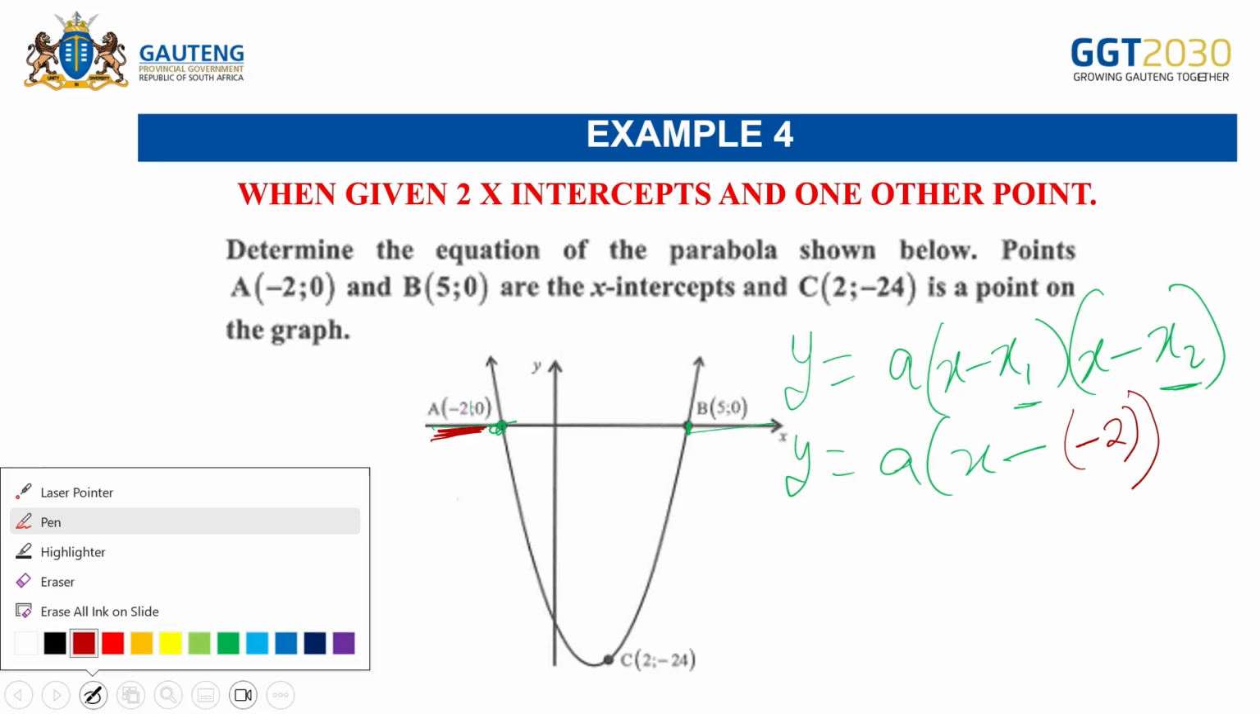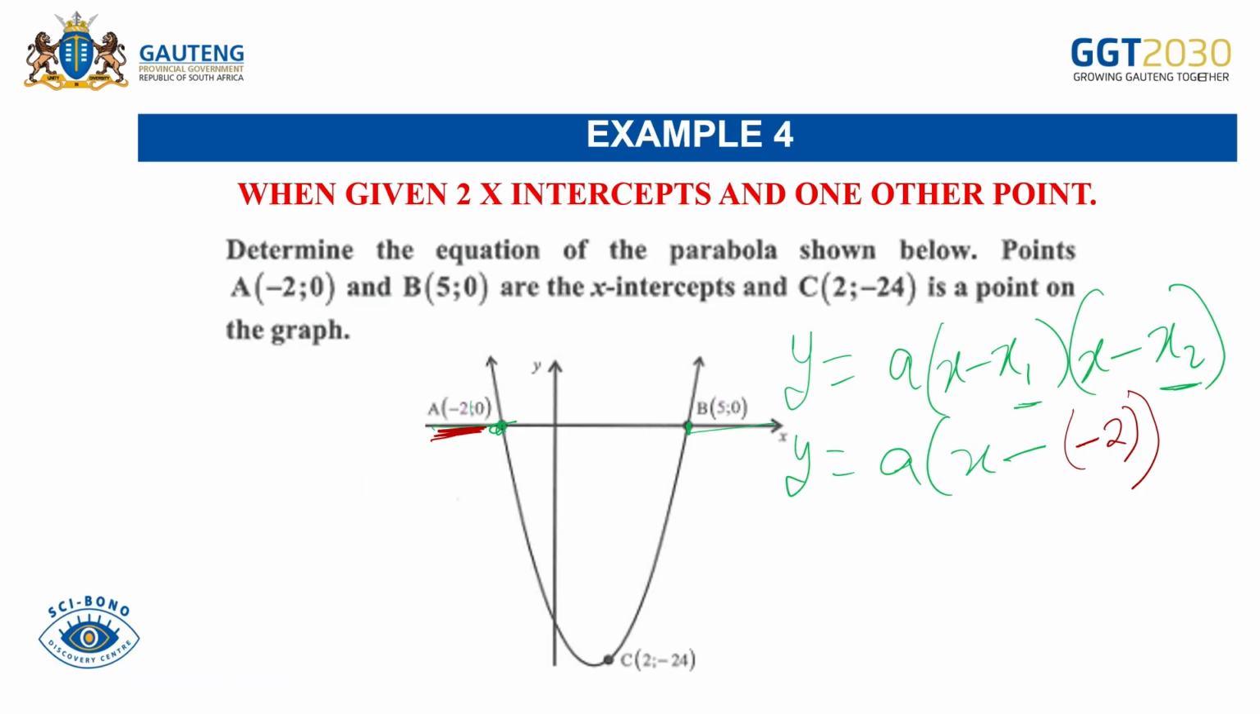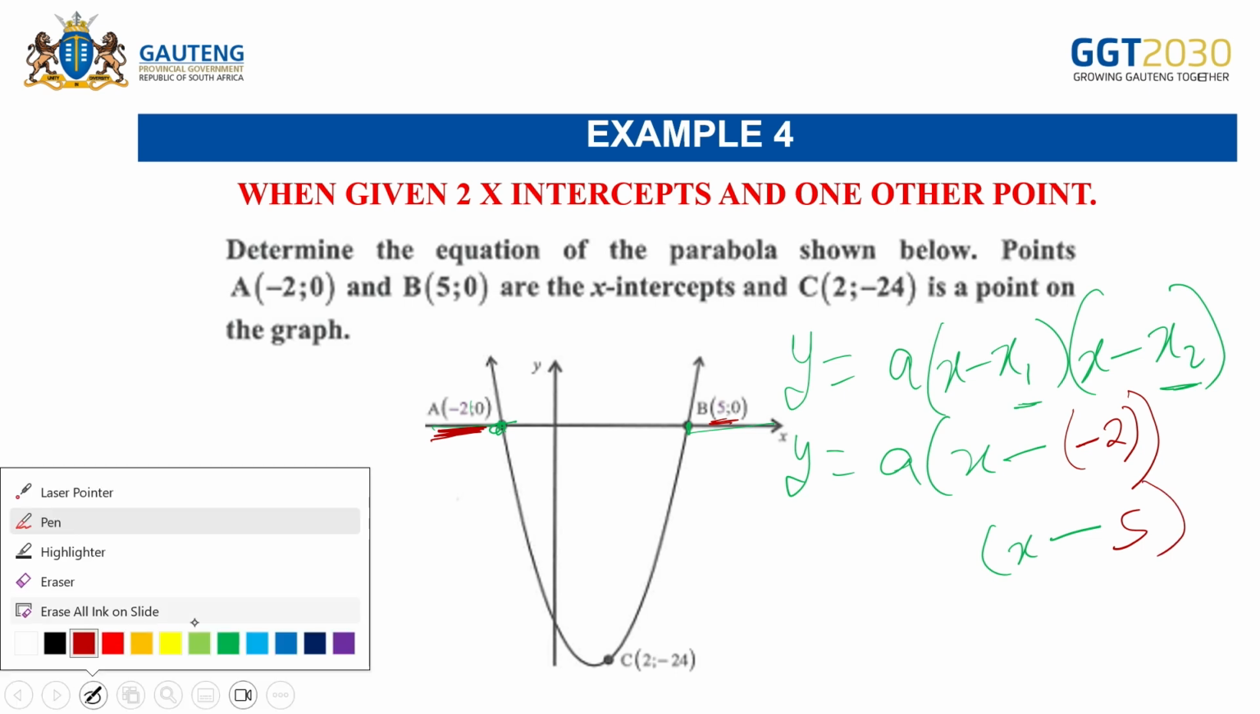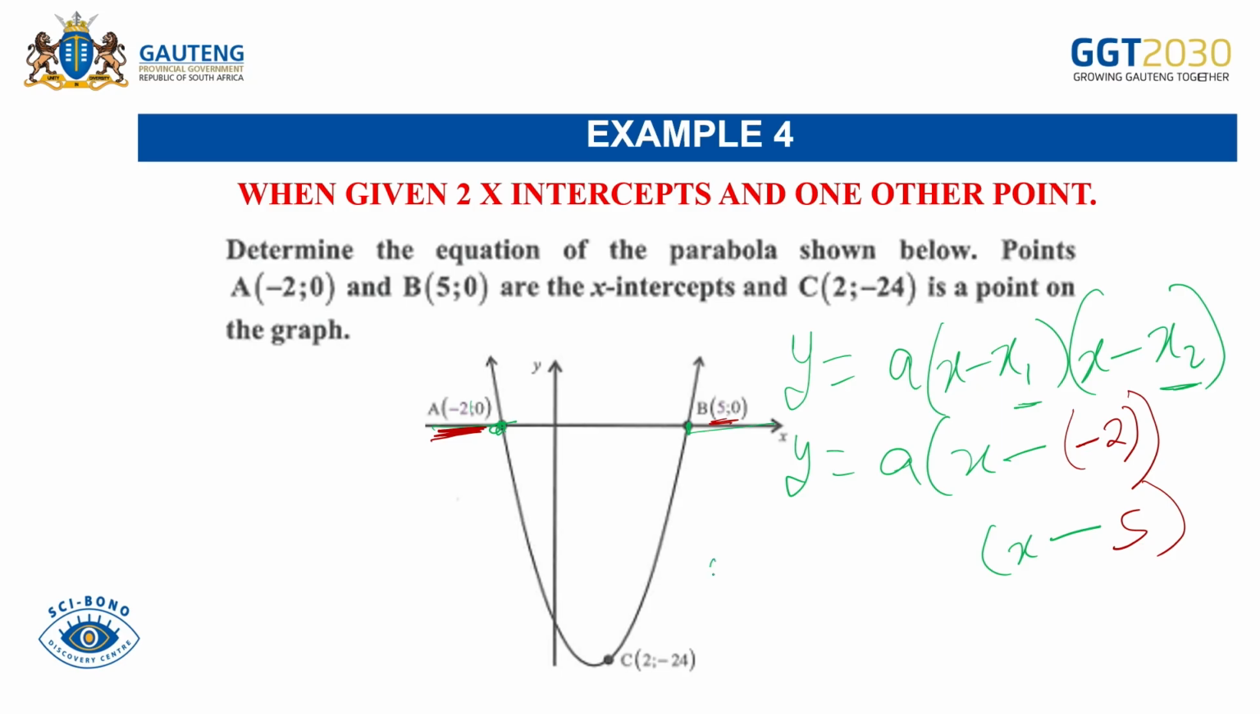Then in the other brackets, I still have x minus the other x-intercept. It's given as positive 5. So I just substitute my 5. Then I close the bracket. So that is going to be y equals a into, negative times negative is going to give you a positive, so you'll have (x plus 2) and (x minus 5).